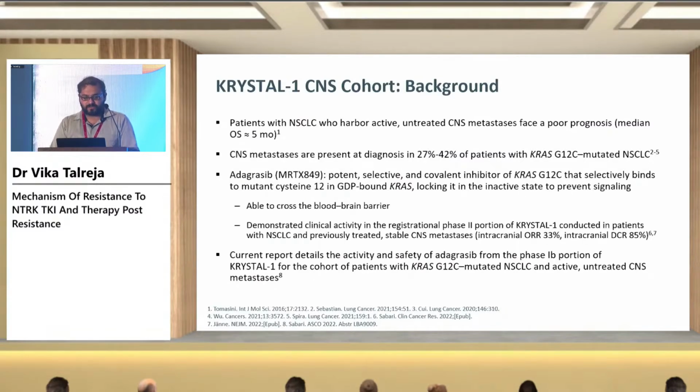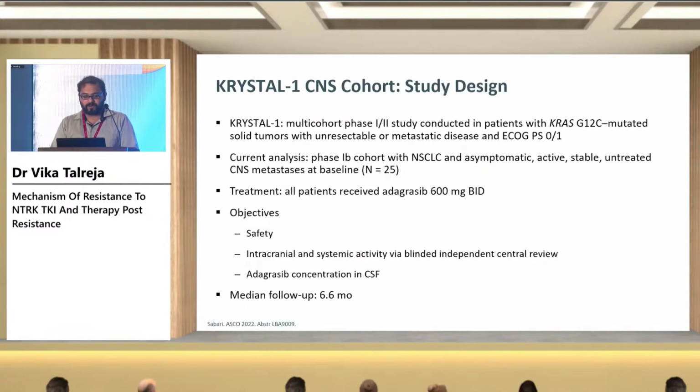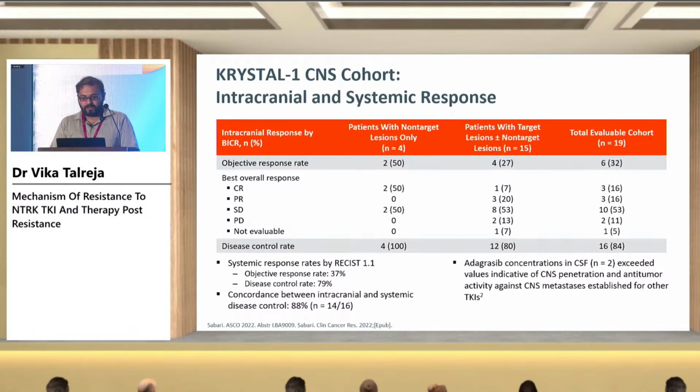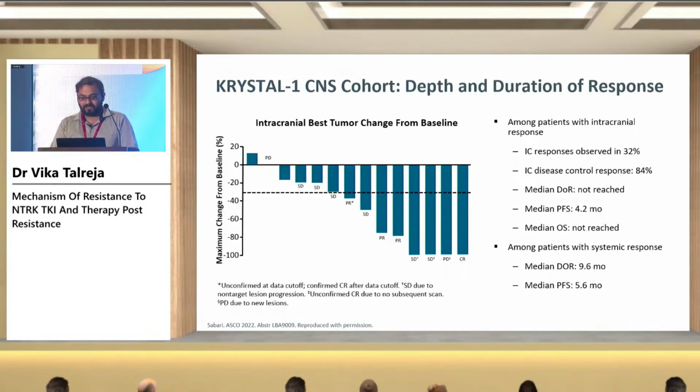KRYSTAL-1's CNS cohort, especially, CNS metastasis was present in around 42% of the patients with KRAS G12C mutated non-small cell lung cancer. With adagrasib, as we saw, there was good intracranial penetration. The response rates were around 33%, with an intracranial disease control rate of around 85%. And if we look at the objective response rate, it is 37%, and the disease control rate was 79%. So adagrasib concentration exceeded values indicative of CNS penetration and anti-tumor activity inside the brain also.